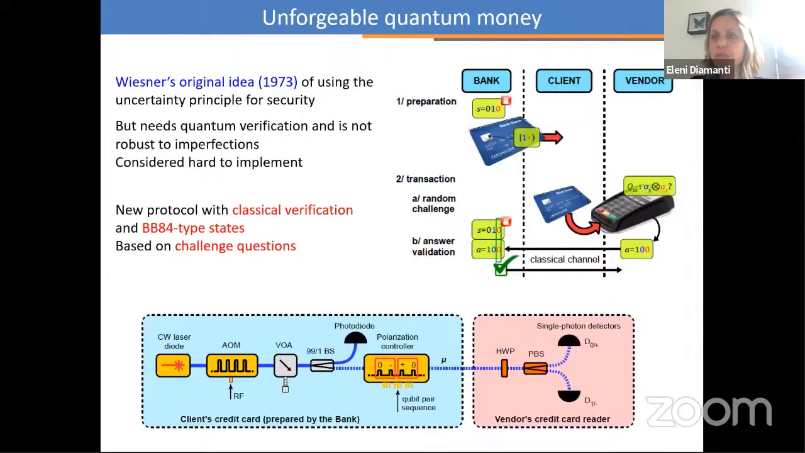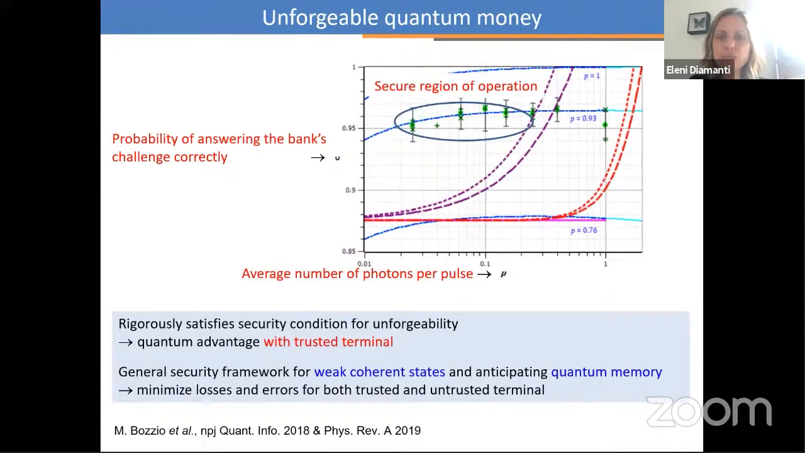So with the experimental setup that was based on polarization encoding, we showed here as well the secure region of operation for this type of protocol, where again you prove the quantum advantage by showing that the probability of answering the bank's challenge correctly is bigger than what you would find in a classical scenario. So it's all a matter of, again, making sure that the experimental conditions are such that you can prove rigorously unforgeability.